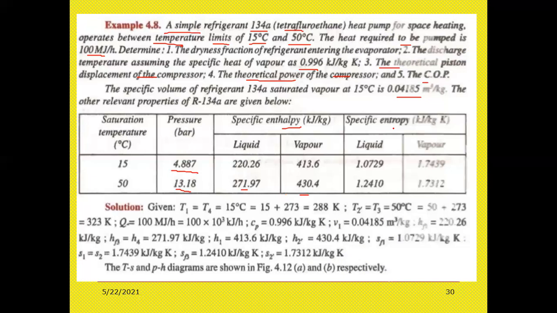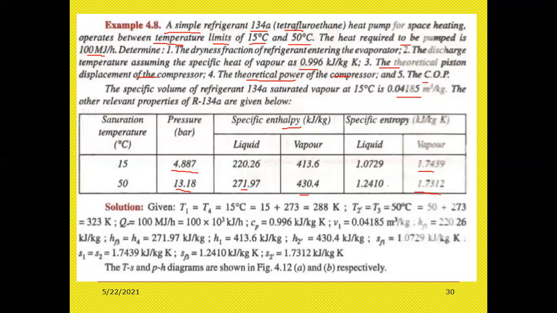Now the specific entropy in kilojoules per kg Kelvin: for liquid 1.0729, 1.7439, here 1.2410, 1.7312. So this is the total given question, right?